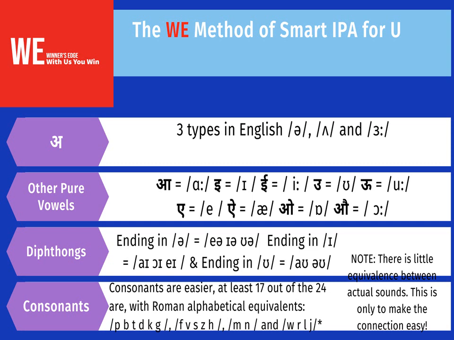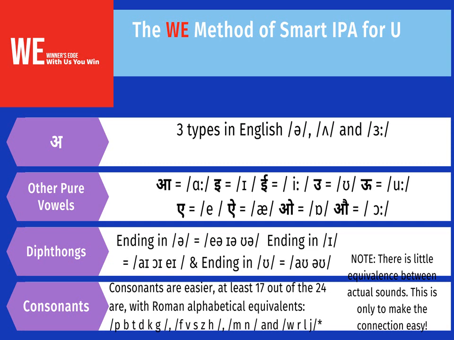There are three kinds of sounds in English: ago, hut, and earth, three kinds of sounds. Then there are other pure vowels. When I'm putting one in front of other and putting the is equal to sign, it does not mean that they are equal. It's the kind of mnemonic formula to remind you that they are related, and you can arrange the English vowel symbols also just like that. There is little equivalence between actual sounds in many cases. This is only to make the connections easy.